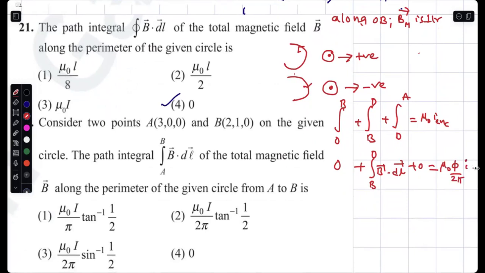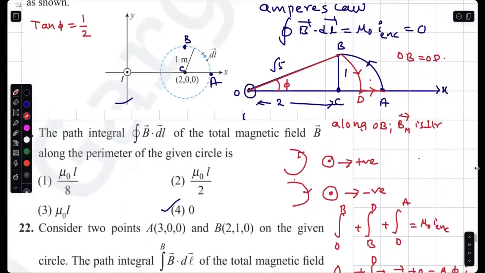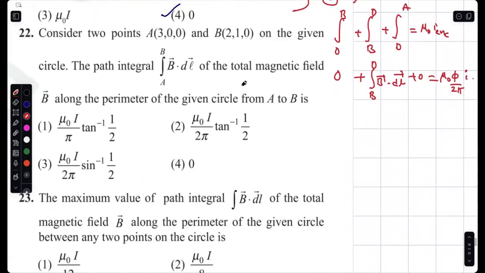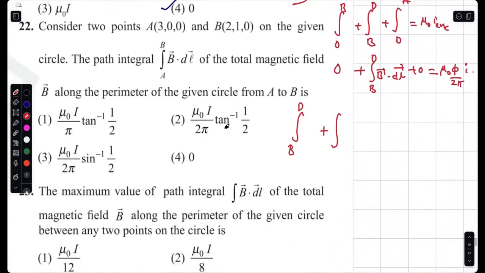Pakka? Who asked this? No one asked this. They asked actually A to B. Hold on, man. Now I will take this loop again. B to D, plus D to A, plus A to B is mu naught times I enclosed, which is 0.